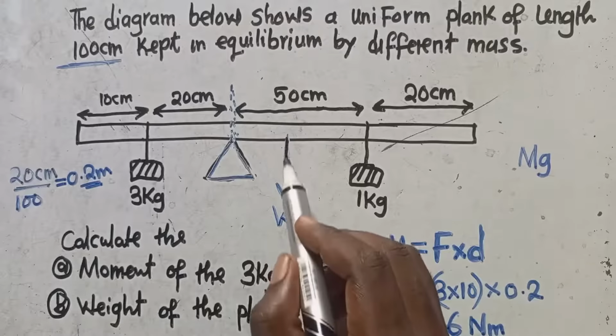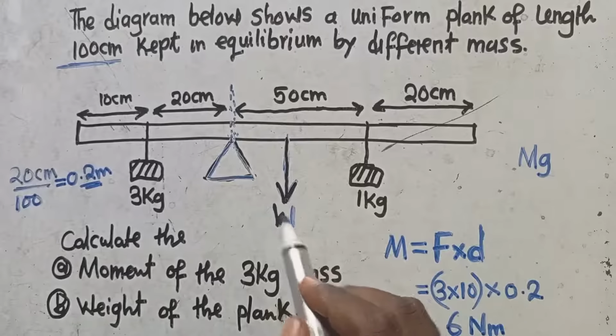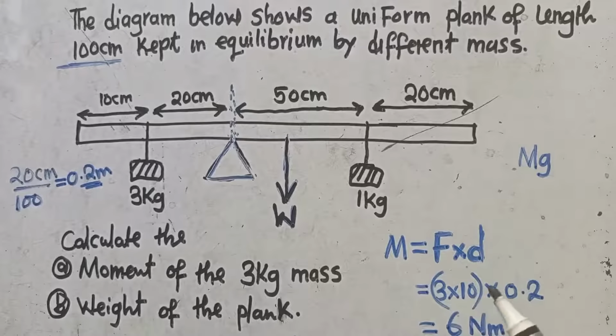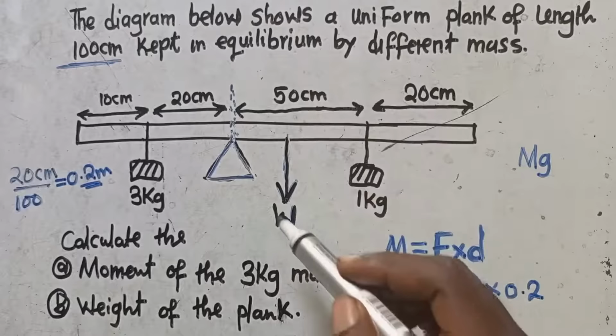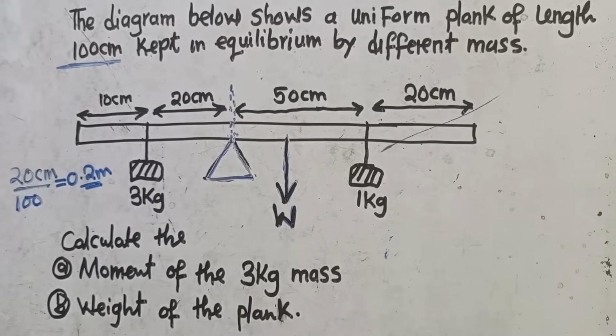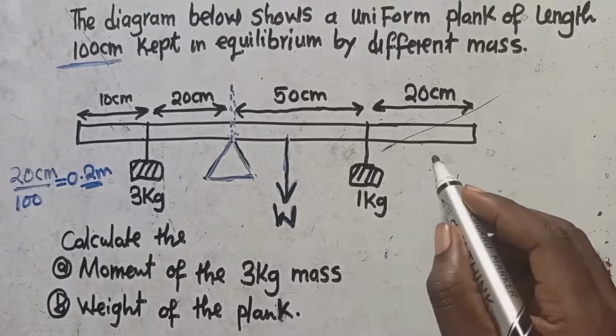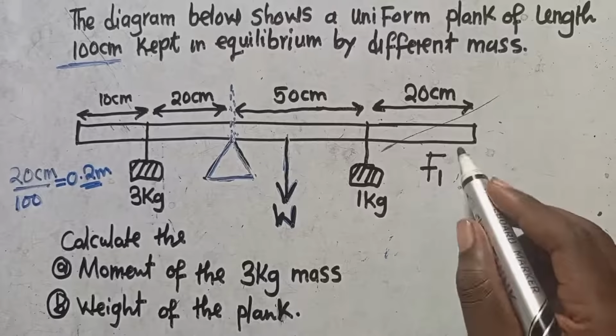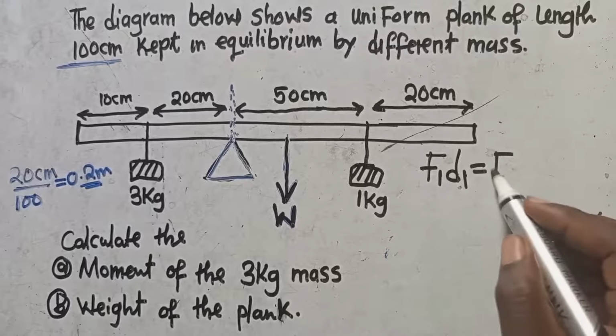From here, since this is where the weight is, what you are going to do now is say, okay, the formula I'm going to use here is the principle of moment, which states that the sum of the total moment in the clockwise is equal to the moment in the anti-clockwise. So the formula that you are going to use to answer this particular question, you are going to say moment in the clockwise is equal to moment in the what?